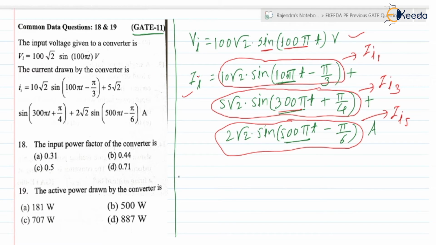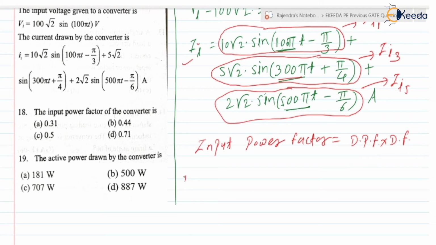Now our task is to find the input power factor. Input power factor is equal to displacement power factor into distortion factor. Now how to find the displacement power factor? If you recall from the video sessions, displacement power factor is equal to the cosine of the angle between the fundamental component of the supply voltage, vi1, and ii1, the fundamental component of the supply current.